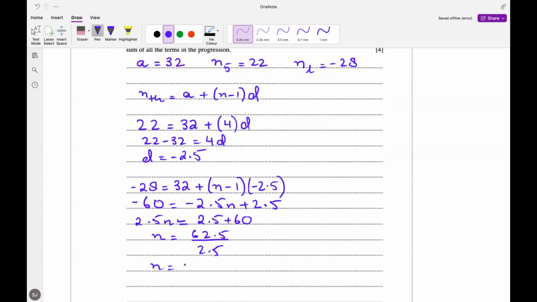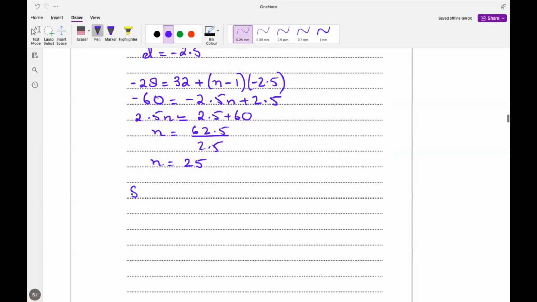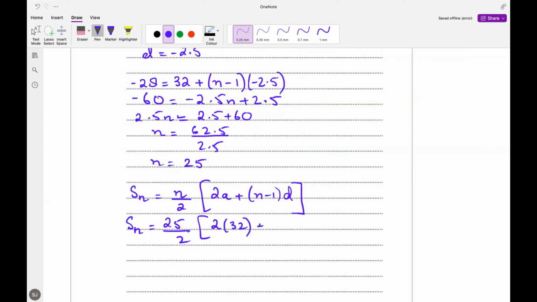Now, as we know the value of n, we can just substitute it into the formula for the sum, which is, the sum of n terms is given by n upon 2 bracket 2a plus n minus 1 into d. So for 25 terms, we will have 25 upon 2 multiplied by 2 into a, which is 32, plus 25 minus 1, 24, into minus 2.5. Substituting this into the calculator, we'll get the sum as equal to 50.